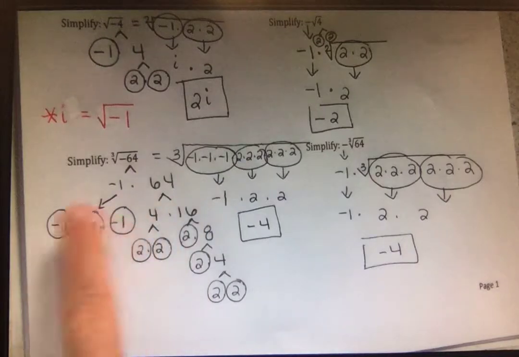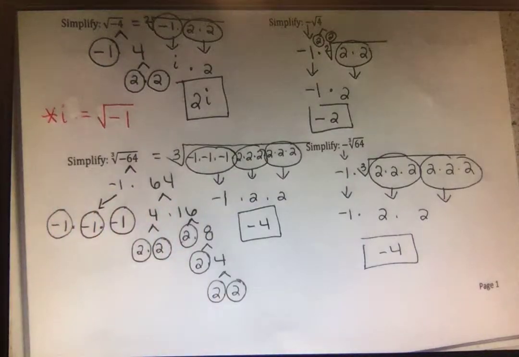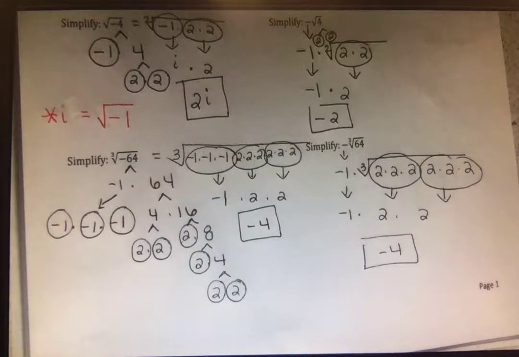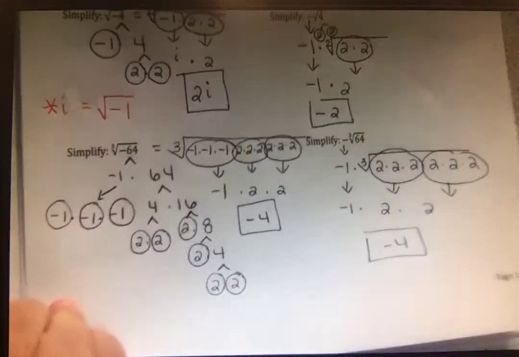So this whole breaking down the negative 1 will only work when it's the cubed root, or when it's an odd root, if it's the fifth root, if it's the seventh root. This will only work for the square root of negative 1. Only case, only scenario. So next page.